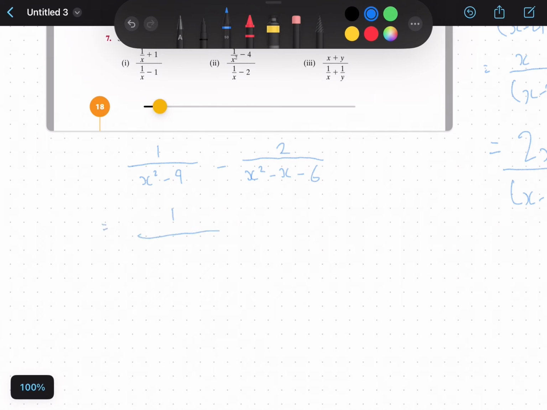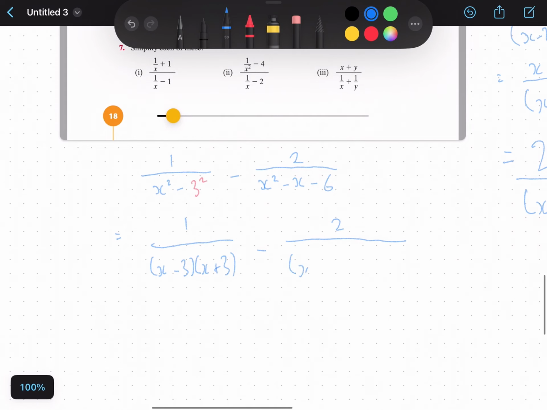So x squared minus 9. So again, you can replace that 9 with 3 squared. So factorized, the bottom of that is x minus 3, x plus 3, minus 2 over x squared minus x minus 6. So you can factorize that using guide number if you want. I'm just gonna set it up, and I think it's a simple enough one, so it should be fine. So factors of minus 6 that add to give me minus 1, so 2 and 3. I want it to be minus 1, so x plus 2 there, x minus 3 there.